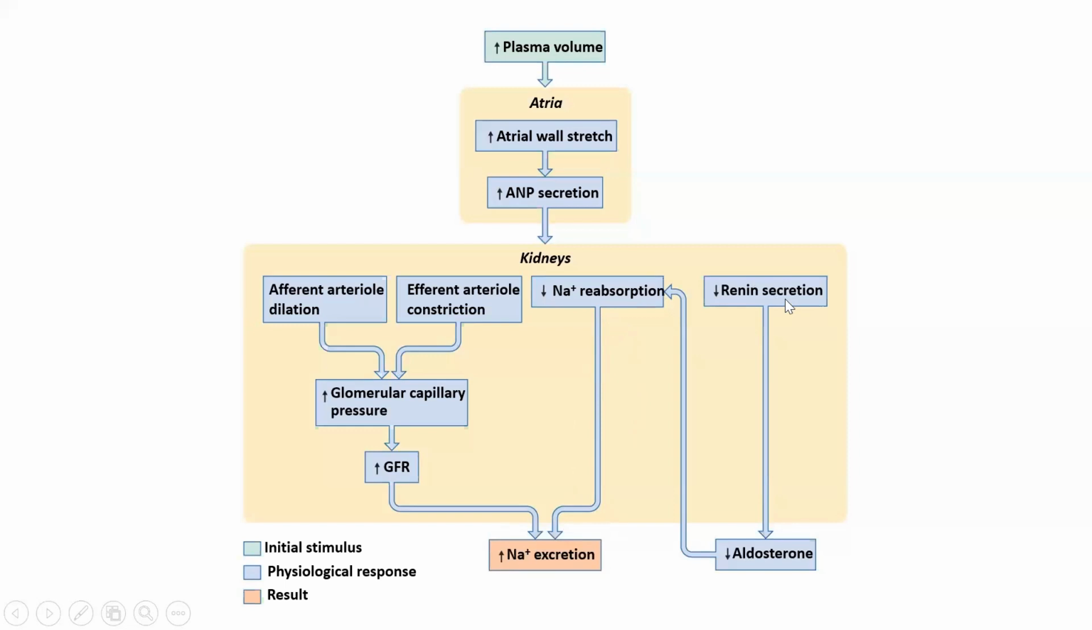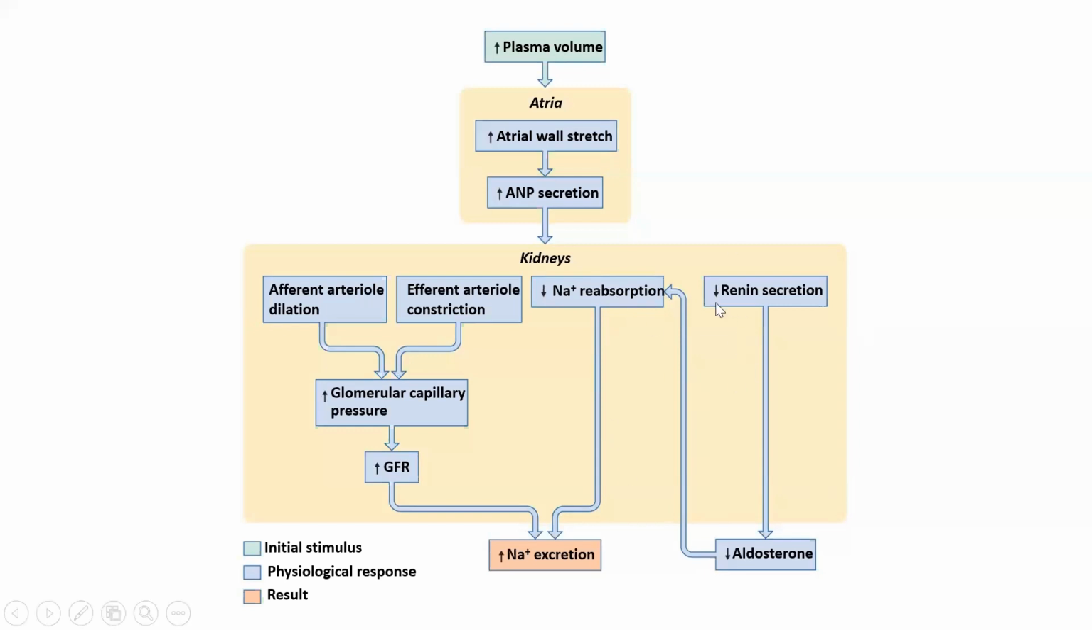So we decrease renin secretion, which is going to decrease aldosterone secretion according to that RAAS system. If there's less renin, less angiotensin 1, less angiotensin 2, less aldosterone. And having less aldosterone is an indirect way of decreasing sodium reabsorption, because we know that aldosterone wants to reabsorb more sodium. And if we have less of it around, we're going to lose more of that sodium in the urine.